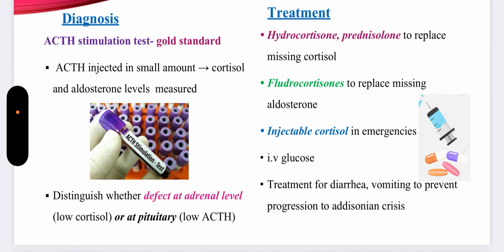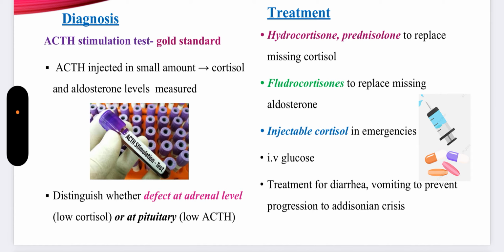Coming to the treatment part, these are the drugs that can be given to the patient. Hydrocortisone, prednisolone to replace the missing cortisol. Fludrocortisone can be given to replace the missing aldosterone because here in this case there is a deficiency of both mineralocorticoids as well as glucocorticoids. So we'll have to replenish these two.